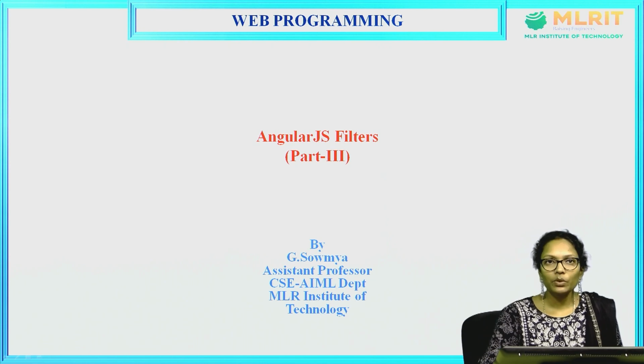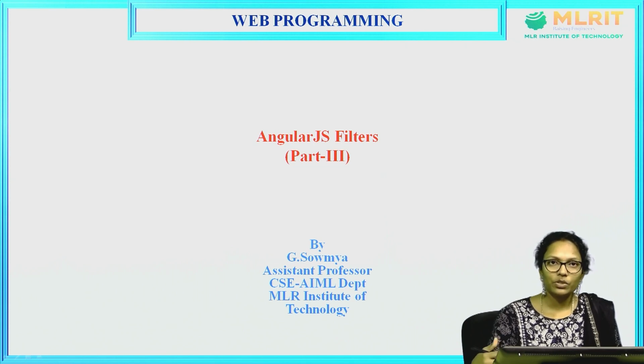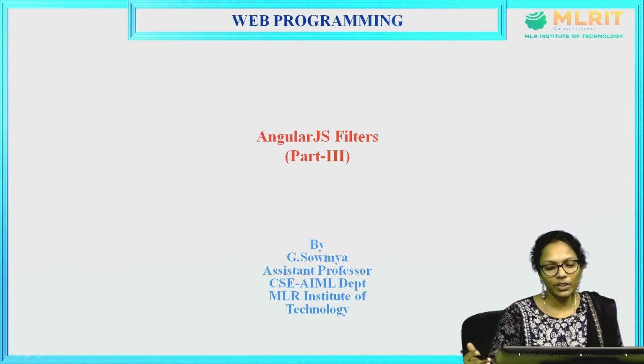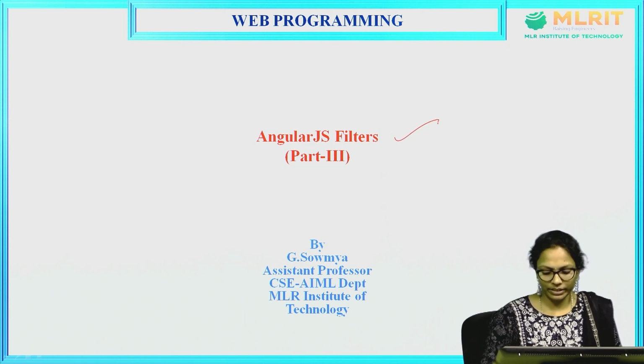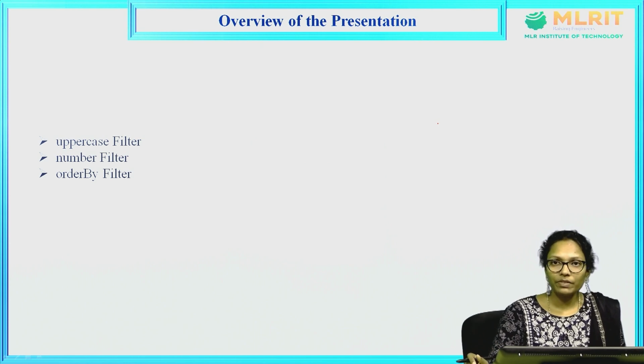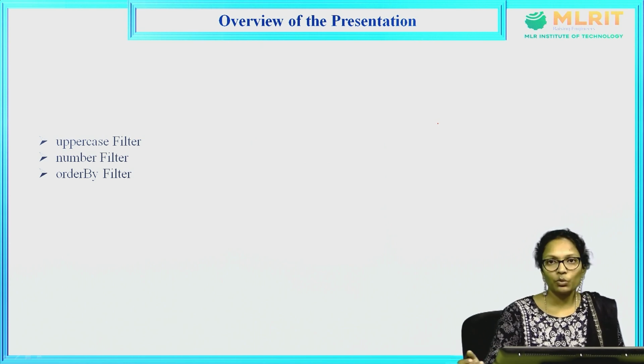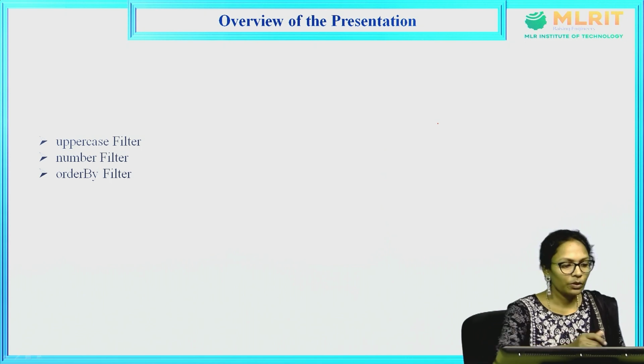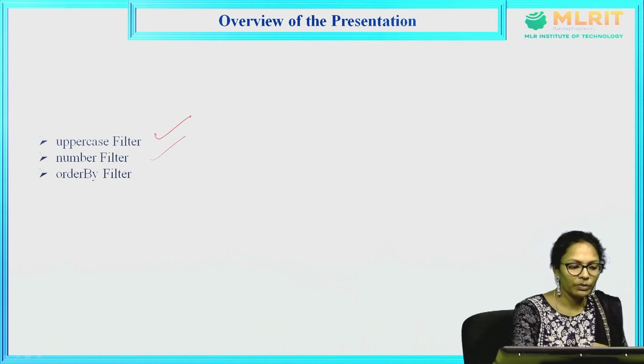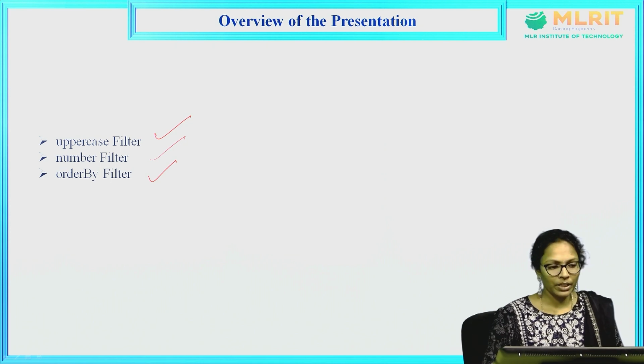So this video is the continuation for the previous video. We have seen so many built-in filters in AngularJS, so I'm just covering them in different parts. In the previous videos, we have seen the currency filter, date filter, lowercase filter and so on. Now in this video, we're going to focus on the uppercase filter, number filter and orderBy filter. We'll see one by one.